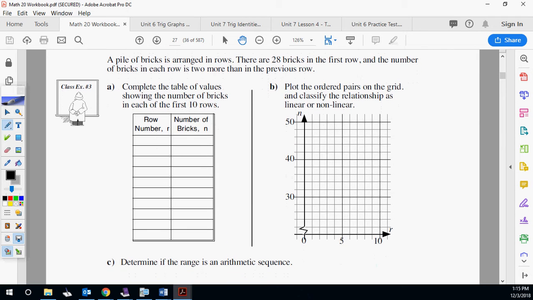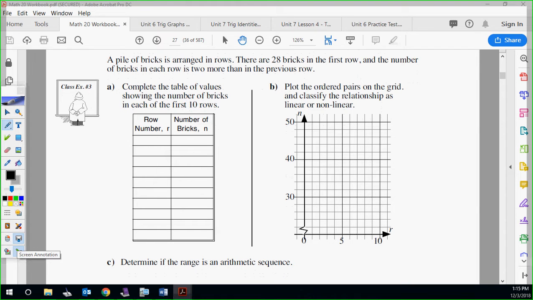So a pile of bricks is arranged in a row. There are 28 bricks in the first row, and the next one has 2 more than the previous. So it's going to go row 1, 28. Just fill this out real quick. Just a quick, easy table. All the way down to the 10th row. And it's going to be 30, 32, 34, 36, 38, 40, 44, and 46 lastly.